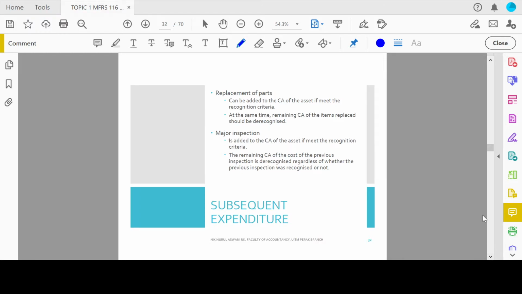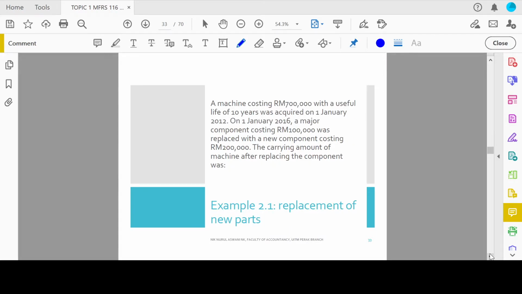Okay, so now let's look at one example for subsequent expenditure, in terms of the computation, the journal entry, and also discussion of the accounting treatment. Let's look at one example, replacement of new parts. A machine costing 700,000 with a useful life of 10 years was acquired on 1st January 2012. 4 years after that. Why 4 years after that?